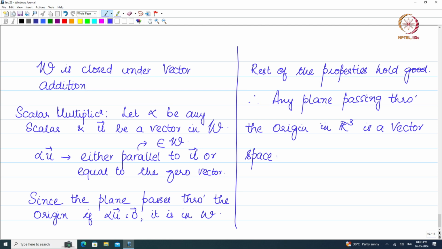Right. So, what we have done in this lecture is look at some examples of vector spaces, which included certain interesting things. We looked at the set of polynomials of degree less than or equal to n. We looked at the singleton 0 vector, which again was a vector space. The set of polynomials of degree less than or equal to n was also a vector space. Then we saw that any plane passing through the origin in 3 dimensions is also a vector space.